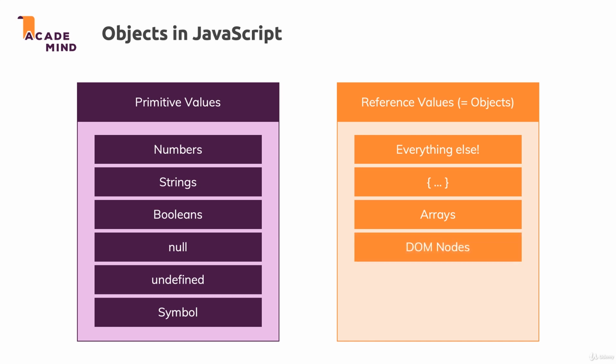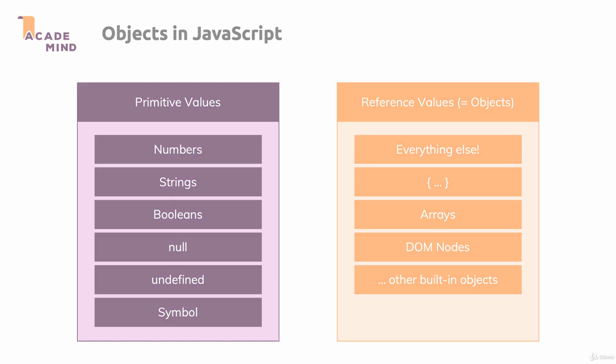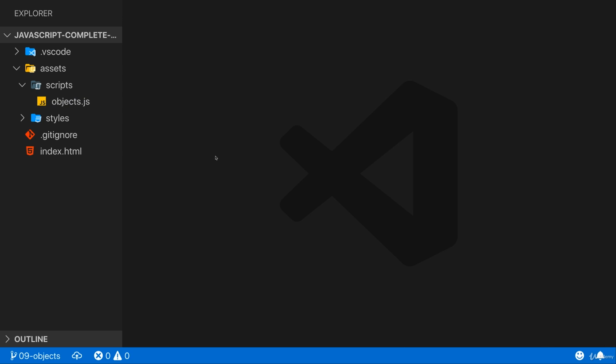DOM nodes, well, these are also objects. The things which we select in our DOM, these are objects. And much, much more. Anything which is not a number, a string, a boolean, null, undefined, or such a symbol, and you don't have to worry about the symbol here, that's not something you'll encounter in your normal JavaScript code. So anything else is an object. So now that we clarified what objects are, let's dive into some code.